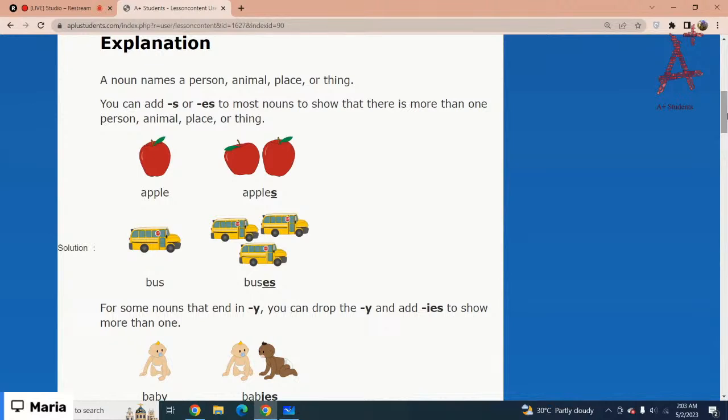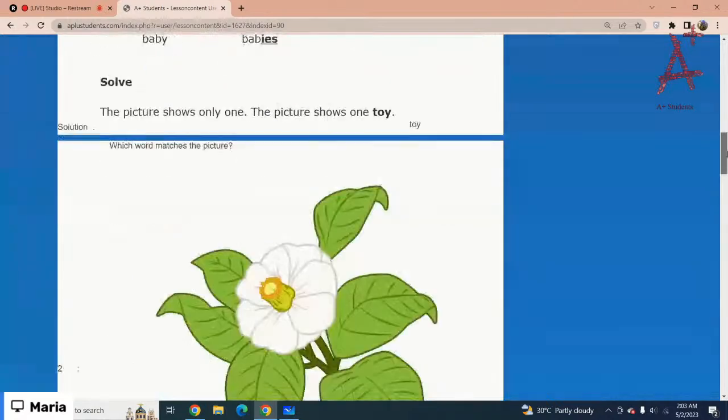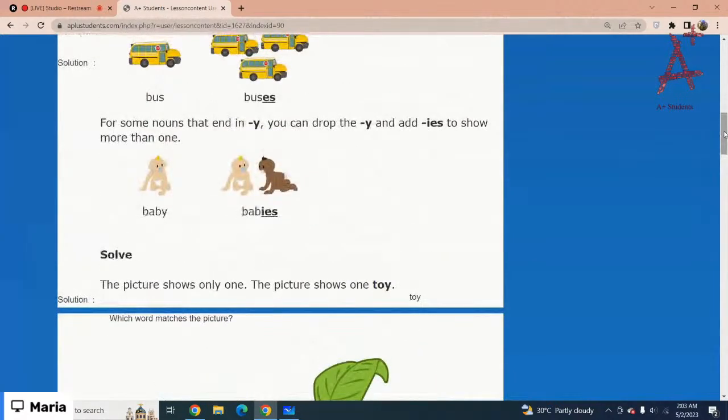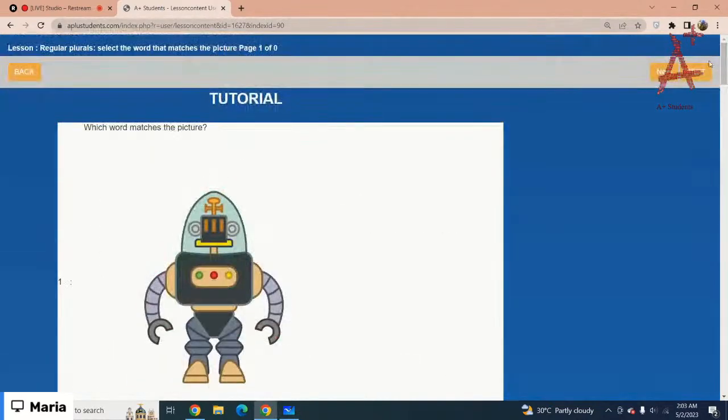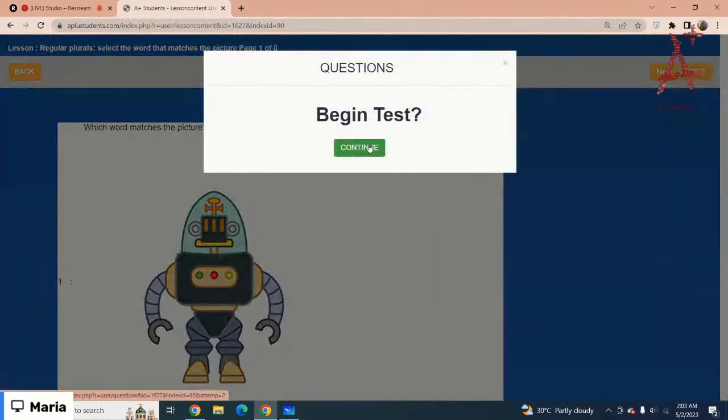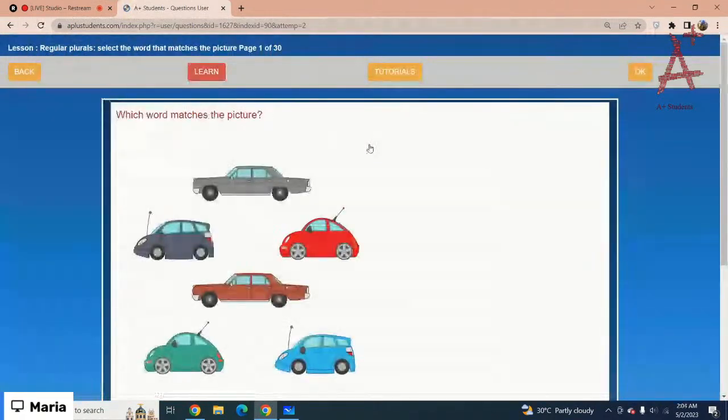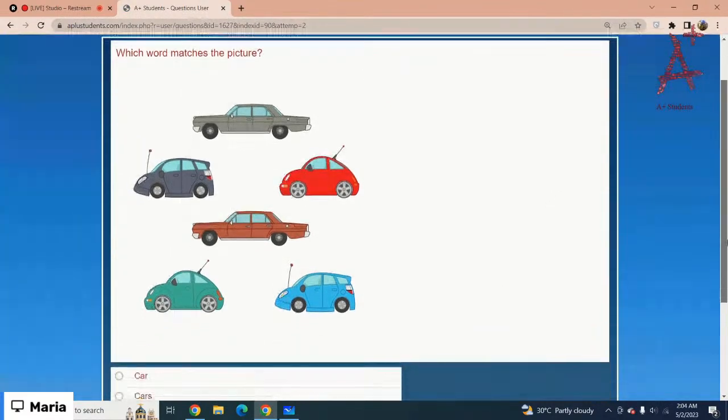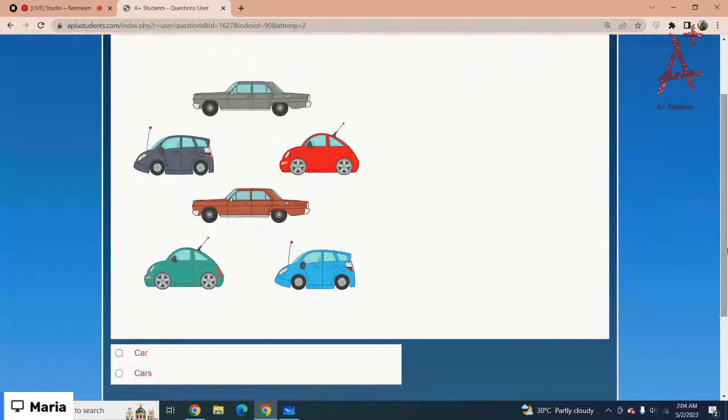For some nouns that end in y, you can drop the y and add ies to show more than one. Like baby: babies, you drop the y and add ies. So that's how you make plural nouns. Got it? Let's start with the practice questions, where you'll learn which ones take s, which take es, and which take ies. Which word matches the picture? Car or cars, which is the correct option?